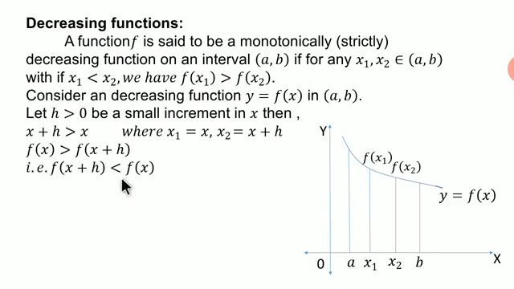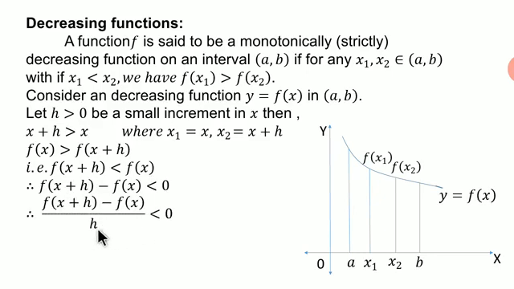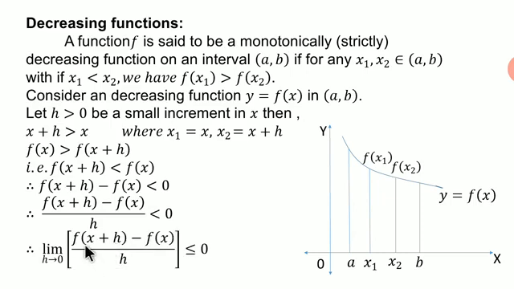That is, f of x plus h is less than f of x. So f of x plus h minus f of x is less than 0. And therefore, f of x plus h minus f of x divided by h is less than 0. Now taking limit as h tends to 0 on both sides, we get limit h tends to 0, f of x plus h minus f of x divided by h is less than or equal to 0. And this LHS is the derivative of f of x. And so we get f dash of x is less than or equal to 0.